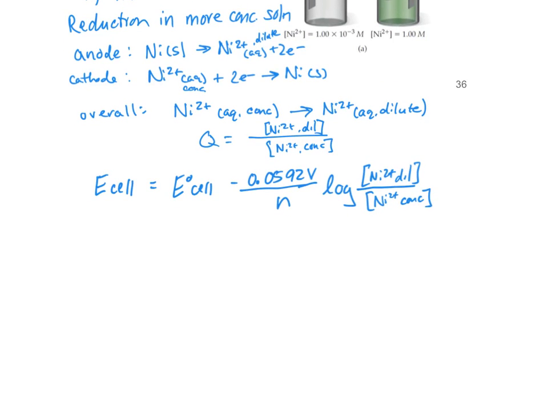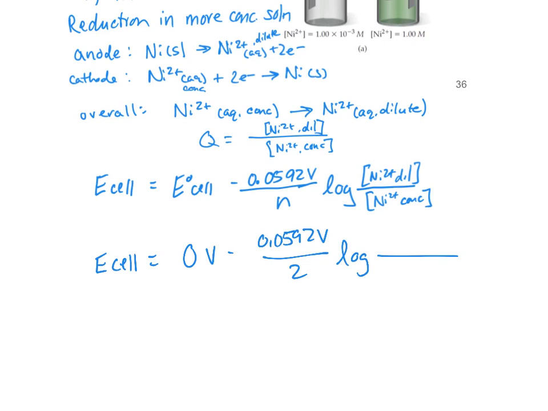How many electrons are transferred? 2. We previously calculated our standard cell potential to be 0 volts. We have 2 electrons, and for Q we're going to have 1 times 10 to the minus 3 molar divided by 1 molar. I apologize, guys. It was terrible. And we'll end up with a cell potential of 0.0888 volts.